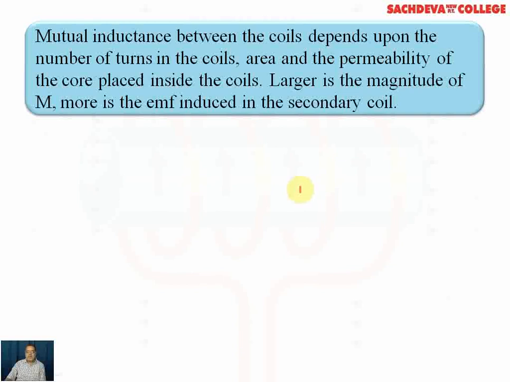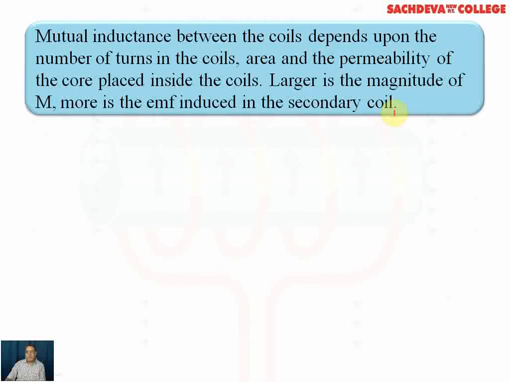Now, mutual inductance between the two coils depends upon the number of turns in the coil. This fact we have to explain in terms of N1 and N2. If we consider two coils, N1 will be the number of turns in the primary coil and N2 will be the number of turns in the secondary coil. So, mutual inductance between the coils depends upon the number of turns in the coil, the area, and the permeability of the core.